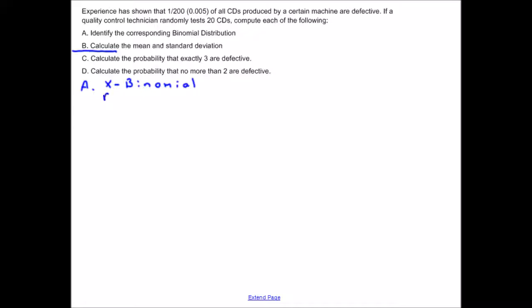So first of all, if you can identify N, that's the number of trials. In this case, they tested 20. That's the fixed number of trials. If you can identify them as a fixed number, that's the first part of a binomial distribution. If it just keeps selecting CDs an unlimited number of times, then it can't be binomial.